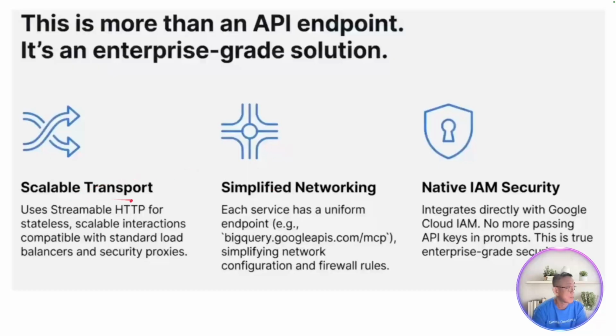So you have a scalable transport. Everything is streamable HTTP, stateless, scalable interaction, and compatible with most of the load balancers out there. You have very simplified networking. All the services have a uniform endpoint. For example, if it's BigQuery, you use bigquery.googleapis.com/mcp. If it's Google Maps, then it's mapstools.googleapis.com/mcp. So most of the endpoints are very standard.